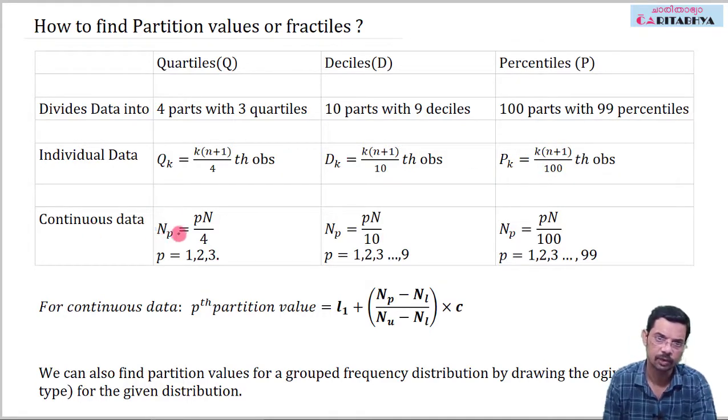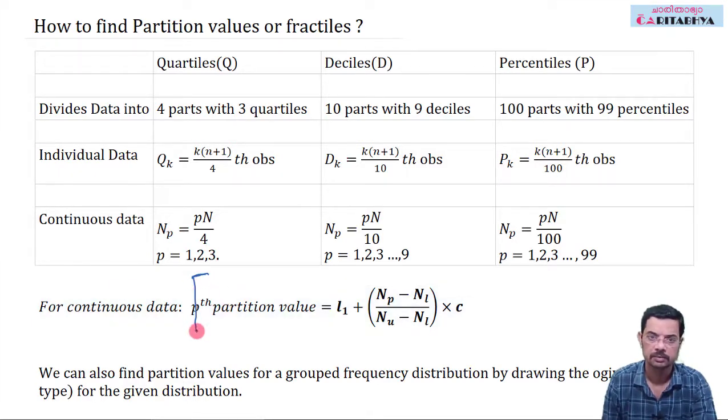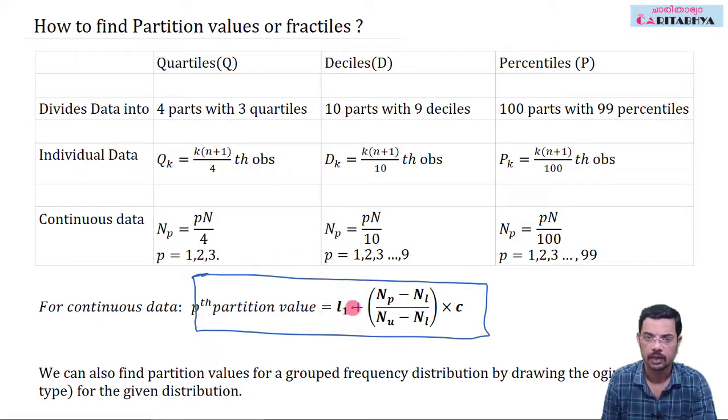For continuous data, what is the formula? The formula we have is this one. It is the pth partition value, given by L1 plus (NP minus NL) into C divided by (NU minus NL), where this NP is defined as P into N by 4 for the quartiles, where P is 1, 2, 3 for the first, second and third quartile respectively.